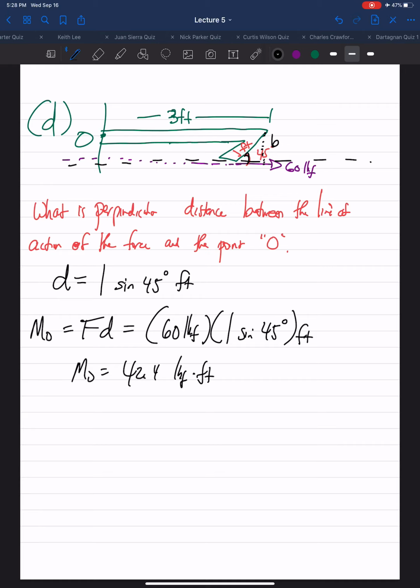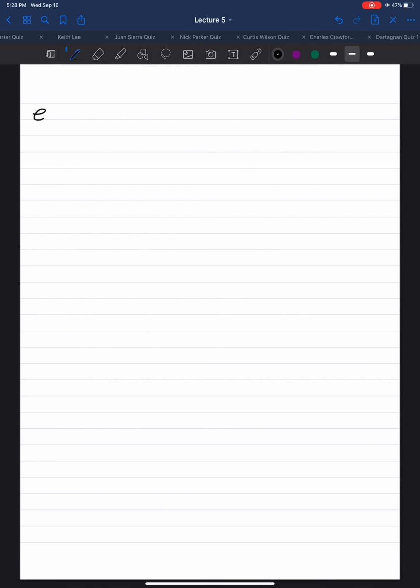And what direction is this force causing the rotation in? What you see here is pulling it out, so it's more of a counterclockwise direction. Let's look at E.